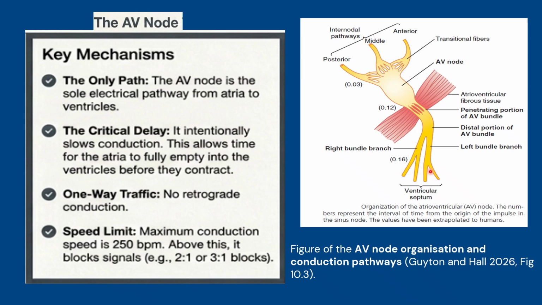The last point is that there is a speed limit. The maximum conduction through the AV node is 250 beats per minute. So what happens if the atria is working at a higher rate, like 300? In this case, a mathematical block will happen, 2 to 1 or 3 to 1. So you'll find the atria at a rate of 300, but the ventricle at a rate of 100 if it is 3 to 1, or 150 if it is 2 to 1. This is very important to protect the ventricle from abnormalities of very high rate which can happen in the atria.